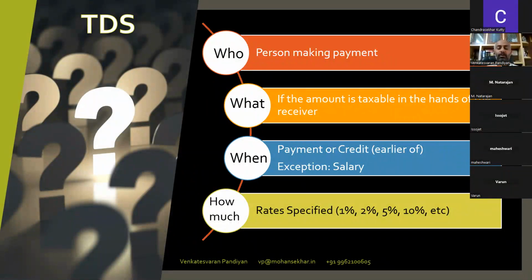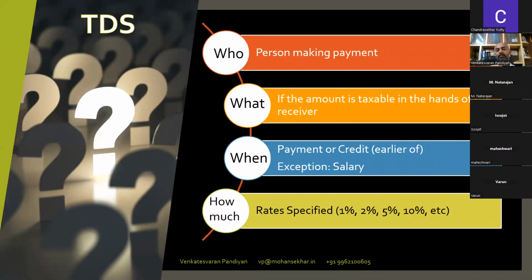The third parameter is, when do you deduct the tax? As per law, you are liable to deduct tax at payment or credit, whichever is earlier. Let me explain what it is. Payment is very simple. You make a payment today, I'll have to deduct TDS today, and that's my liability to deduct.